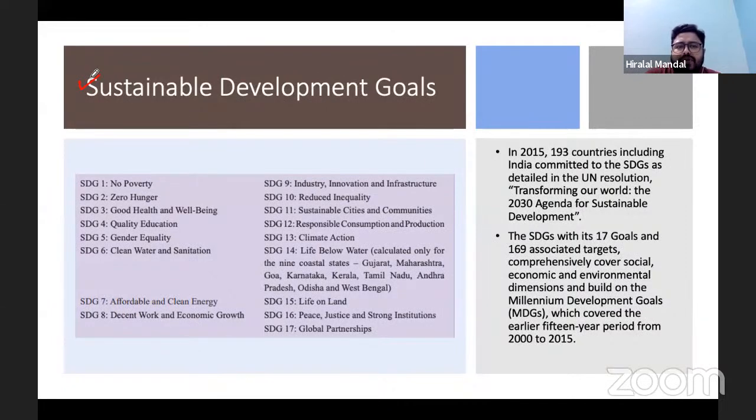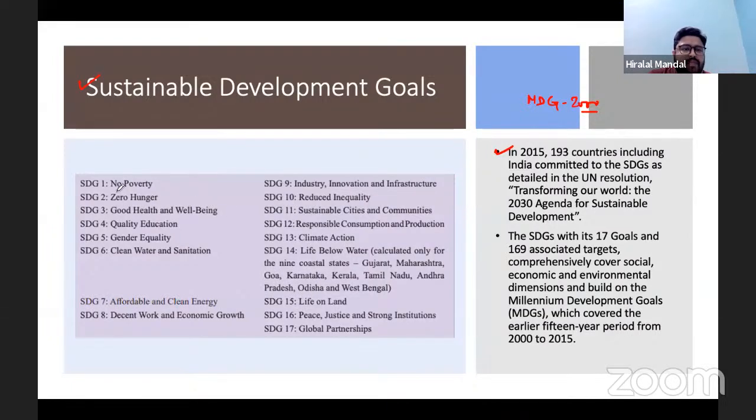Now, when it comes to the sustainable development goals, many countries have come together under the auspices of the United Nations, and they have decided the Sustainable Development Goals for 2030. Initially, the Millennium Development Goals were set up for 2000. After 2000, the Sustainable Development Goals of 2030 have been there. And under these Sustainable Development Goals, you can see there are many goals that we have identified.